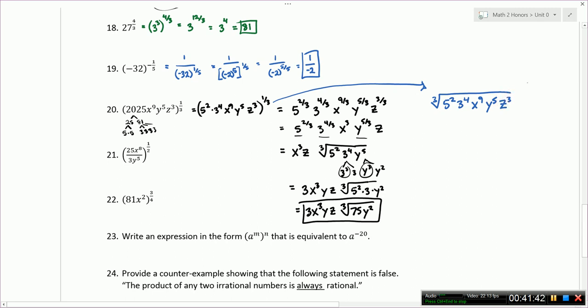And then take the cube root of each piece. We're looking for sets of 3. We only have 2 5's, not going to work there. We have 4 3's, so we can say, well, we got 3 3's and 1 3. That makes 4. We have 9 x's, and we're looking for sets of 3, so I could break that.